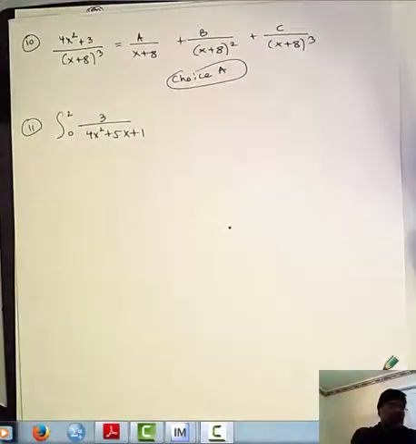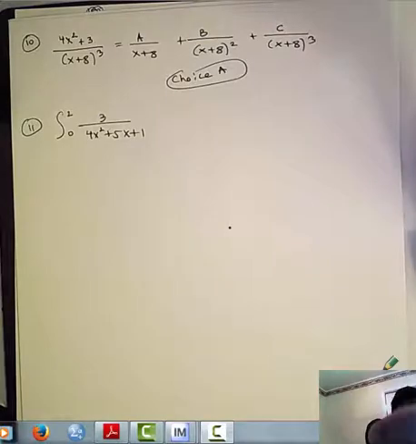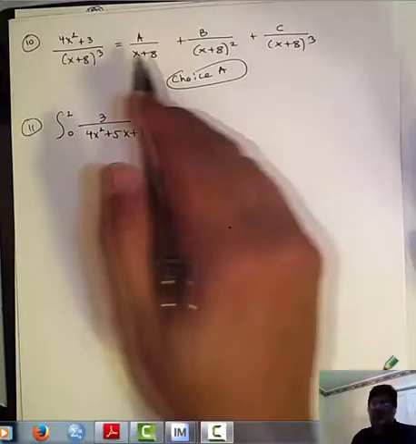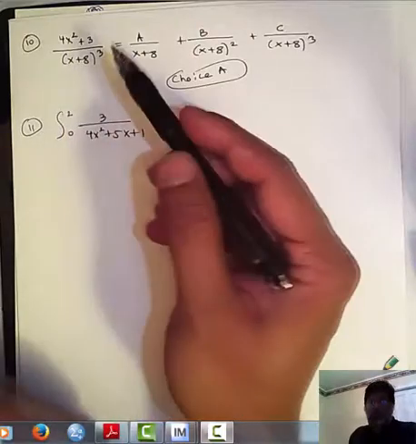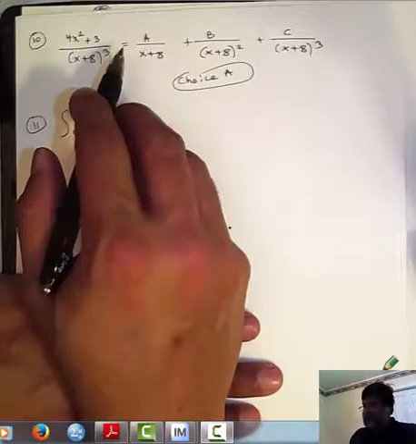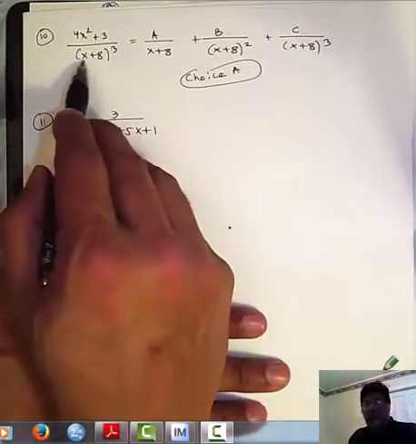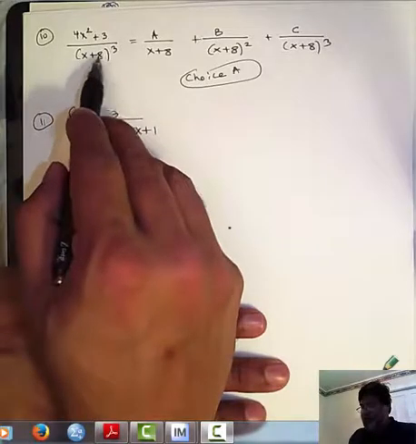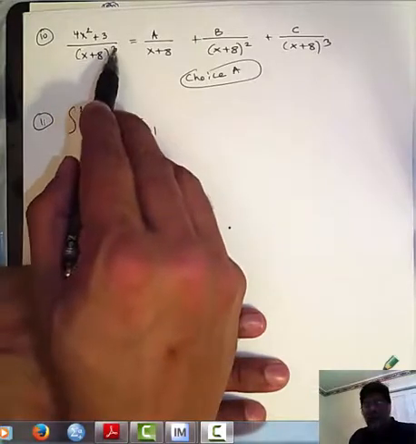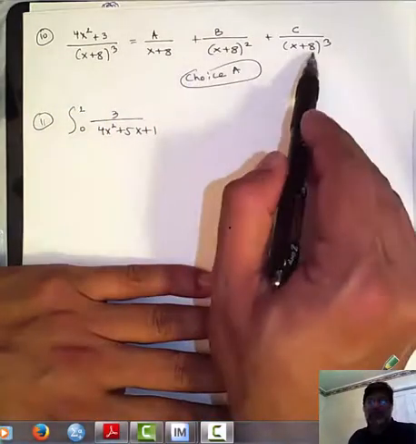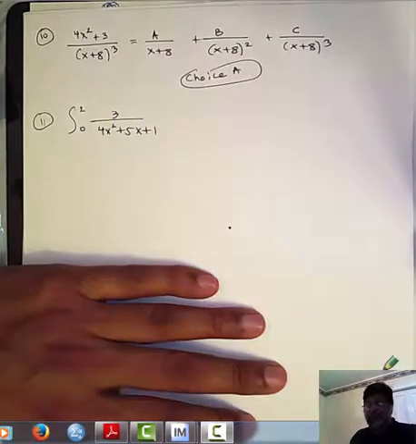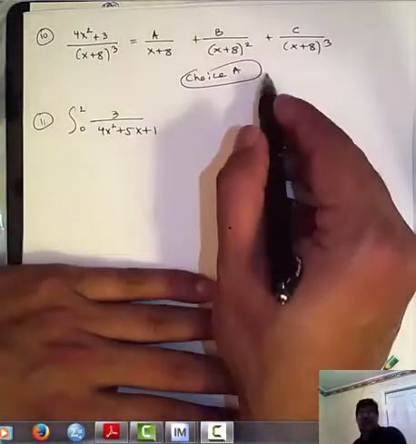Alright, let's go to 10. 10 is probably the easiest problem. We have to partially decompose 4x squared over 4x squared plus 3 over x plus 8 cubed. And if we partially decompose it, we know it's not a quadratic, so we have to go from the lowest power of 1 and get to 3. So it's a over x plus 8, b over x plus 8 squared, and c over x plus 8 cubed. Easiest problem on this test. Okay, so the answer is choice A.